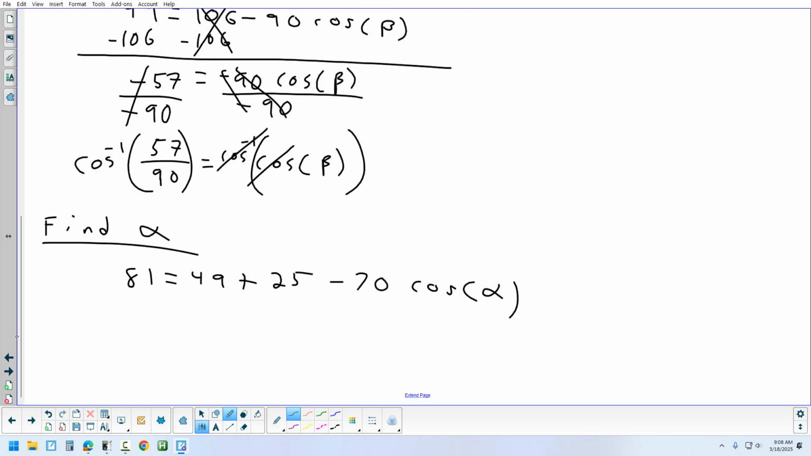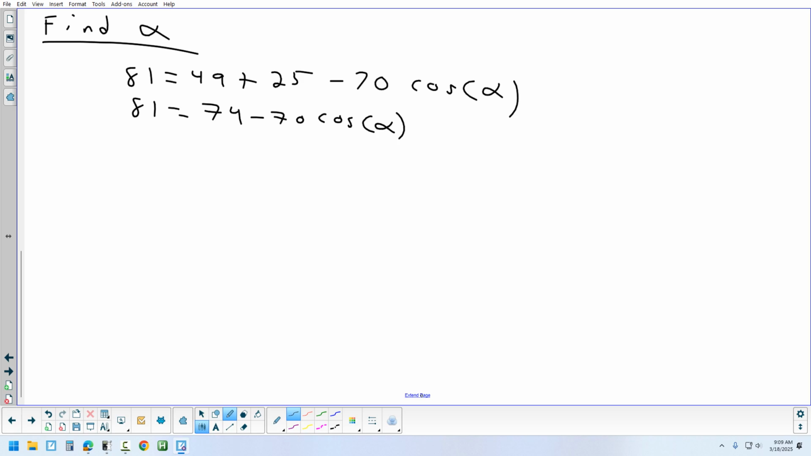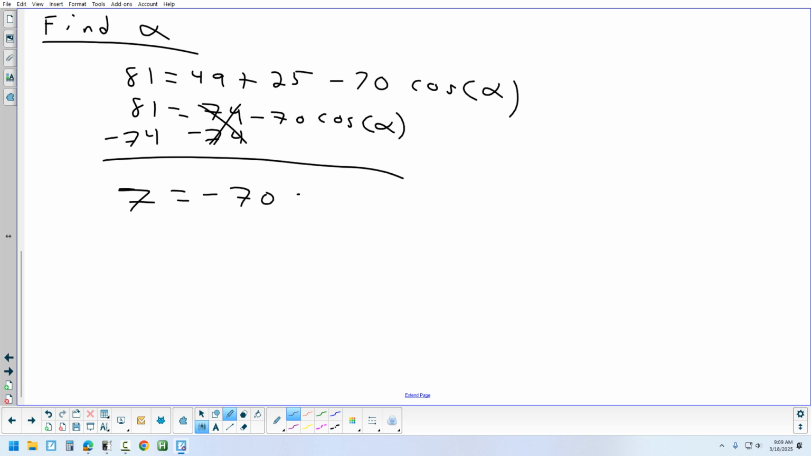Okay, just like last time, let's combine our like terms. 49 and 25 is how much? 74. Okay, next step. Subtract 74 from both sides. And what's 81 minus 74? 7. Yeah. So that gives me 7. That's negative 70.